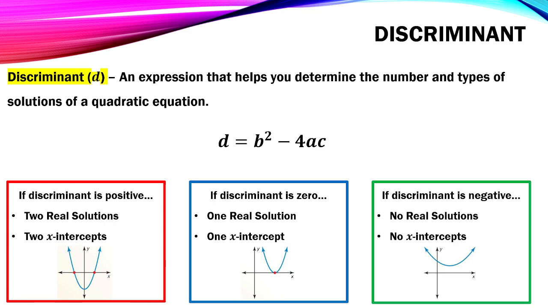And again, it's a very simple calculation, right? You're just doing b squared minus 4ac. So just make sure, again, your quadratic is in standard form. Find your discriminant, and it's going to give you a lot of valuable information. So let's put it to the test on the next slide.